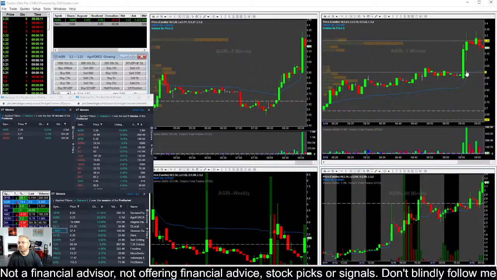But look, it wasn't exactly a fake out because it did move up. We did get the flag breakout. It just didn't break out as high as I wanted it to.